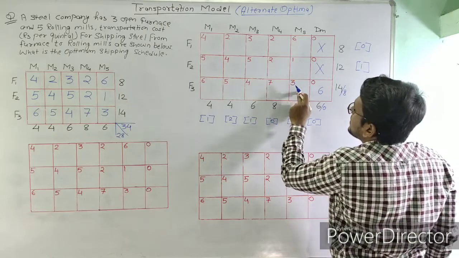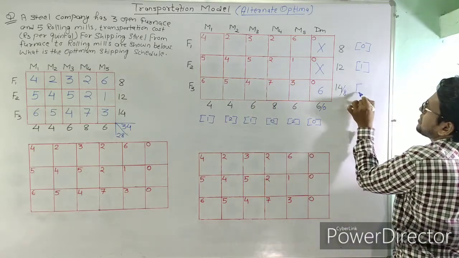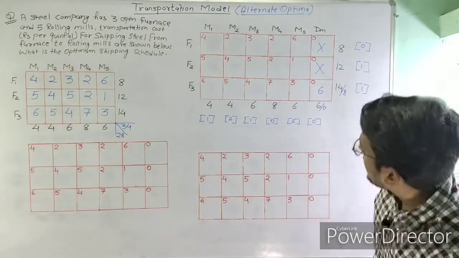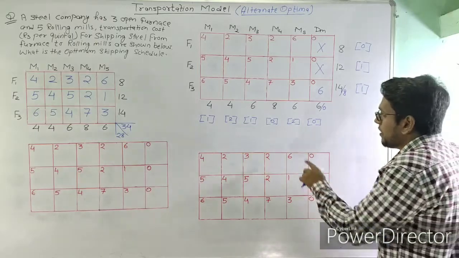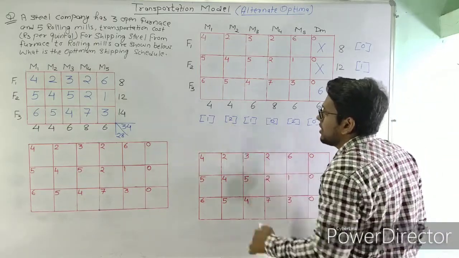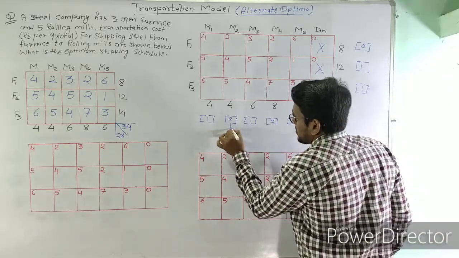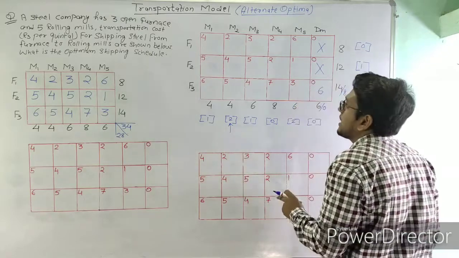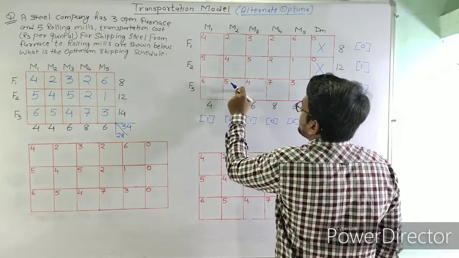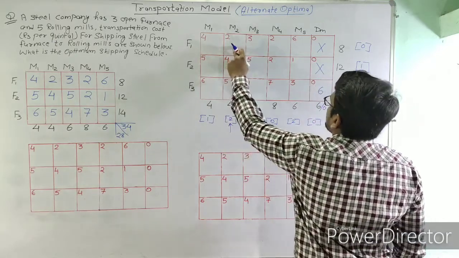Minimum is 3, next minimum is 4, so penalty here is 1. Now let us see that among these there are two values, 2 and 2, which are the maximum penalties. So we can select any one of them. So let us select this one, and in this one we will select the cell which is having the lowest transportation cost. So here this cell is having the lowest transportation cost.